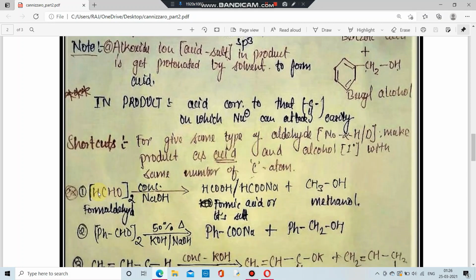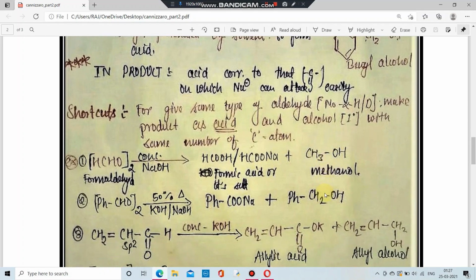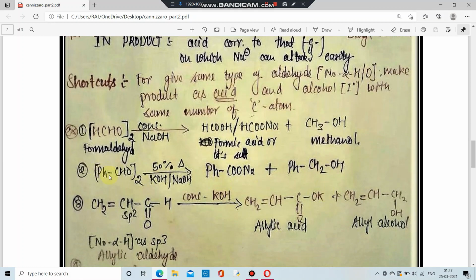So look, in short, this is a formaldehyde. Formaldehyde contains one carbon atom. We have taken two molecules of formaldehyde. So in the presence of concentrated NaOH or KOH, what are we going to get? We are going to get a one carbon acid and a one carbon alcohol, which is primary. So the one carbon acid is formic acid or its salt, and the other is methyl alcohol or methanol, which is a one carbon alcohol.